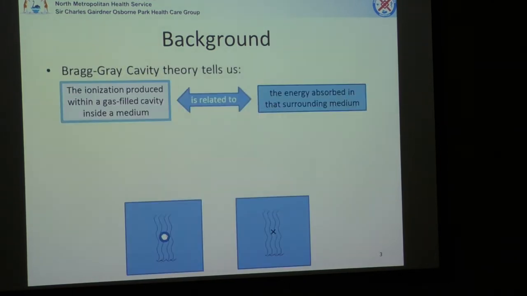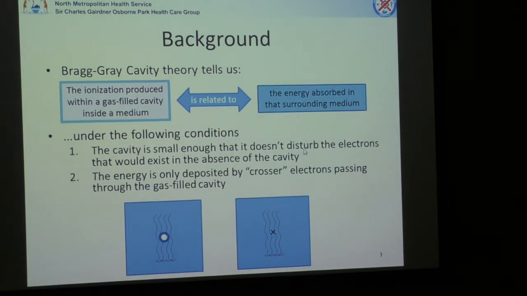A little bit more background. Bragg-Gray cavity theory tells us that the amount of ionization in the gas-filled cavity is related to the energy absorbed that you would get in the surrounding medium. So we're trying to relate this ionization in our cavity to what we're really interested in, which is the dose to a point in the medium. I won't go too far into the theory of this because it's not that useful practically. It's very important to understand, but we don't really use it in our reference dosimetry directly.